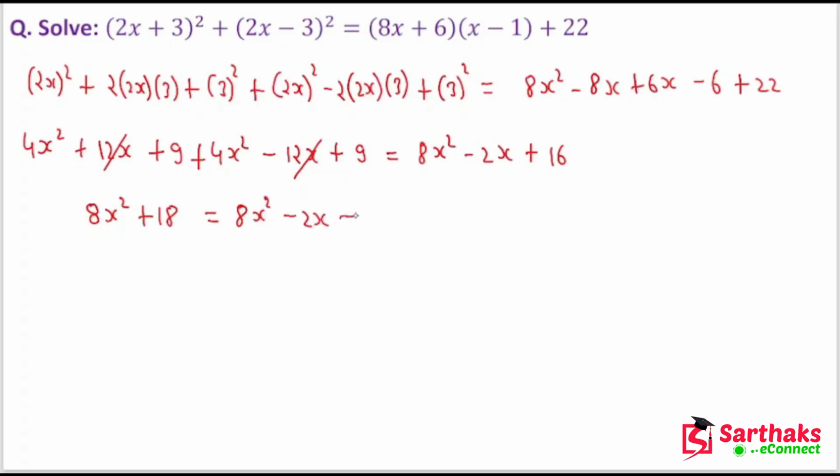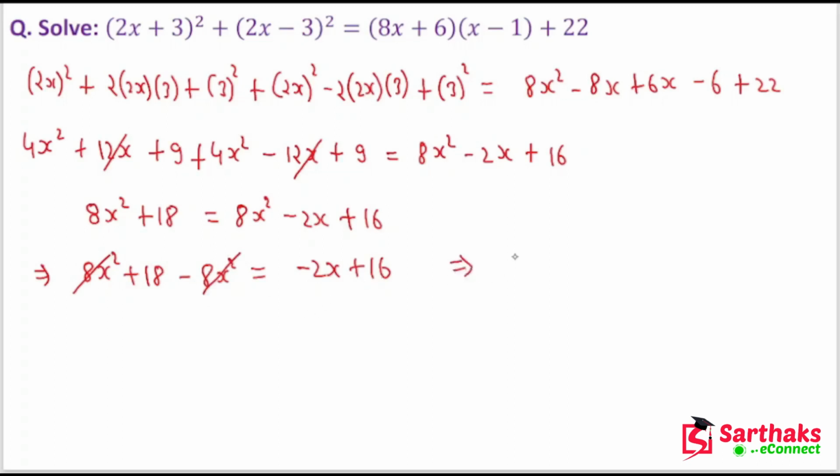minus 2x plus 16. Now what we can do is transpose this 8x square from RHS to LHS, and we will get 8x square plus 18. Let us transpose it. It will be 8x square, and we will be left with minus 2x plus 16. Now this 8x square and 8x square will get cancelled. So again the equation has become a linear equation having the variable on one side and a number on the other side.